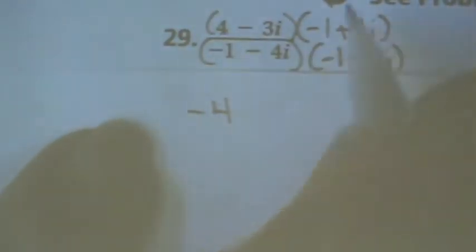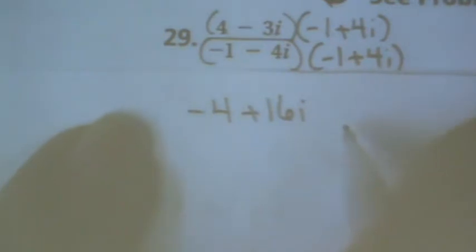For number 29, I put parentheses around these, and the conjugate would be negative 1 plus 4i. So in your numerator, we have to FOIL this. Be careful. 4 times negative 1 is negative 4. 4 times 4i is 16i. Negative 3i times negative 1 is positive 3i. And negative 3i times 4i is negative 12i squared.